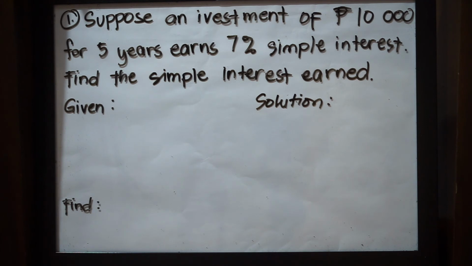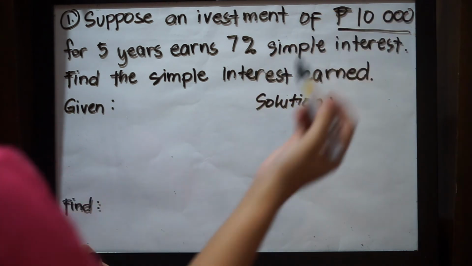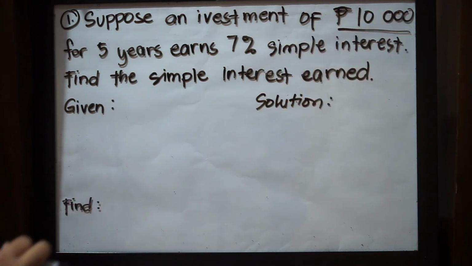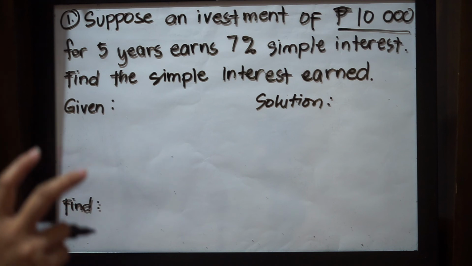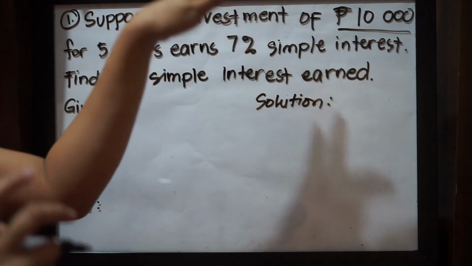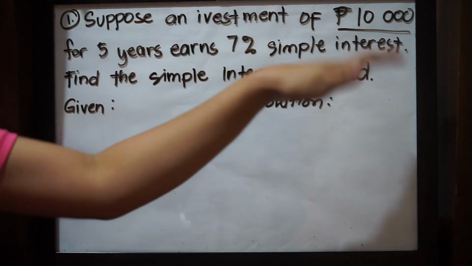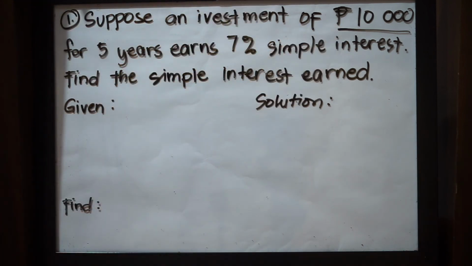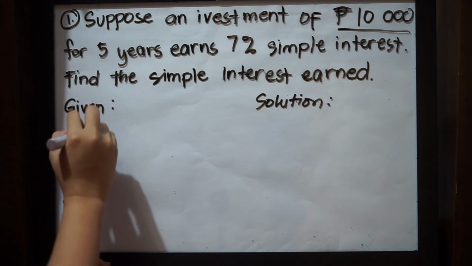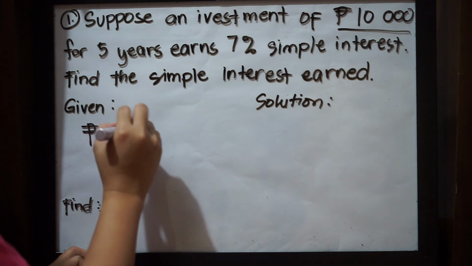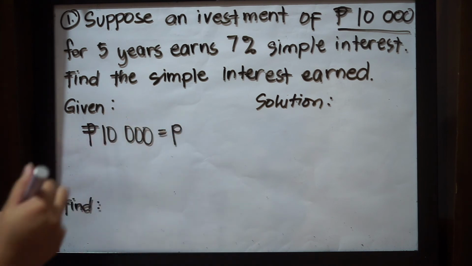Let's answer the problem. So, first we identify the given values. Let's start with 10,000. Ano kaya yung nire-represent ng 10,000 sa given na problem? So, yung 10,000, suppose an investment of 10,000 pesos. So, dun sa phrase na suppose an investment of 10,000 pesos, parang it states that 10,000 is the initial money na meron ka. So, pagka ganun yung dating, yung value na yun is the initial money, automatic, yung value na yun is the principal amount. So, our 10,000 is the principal amount.